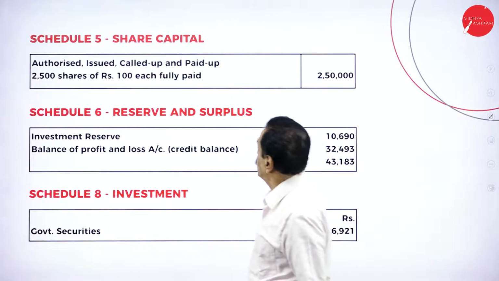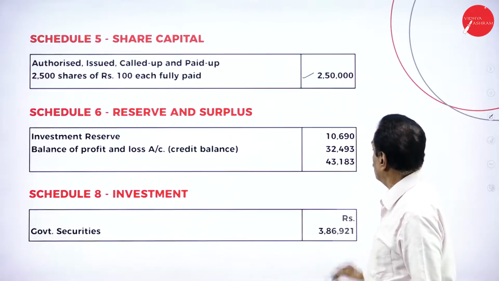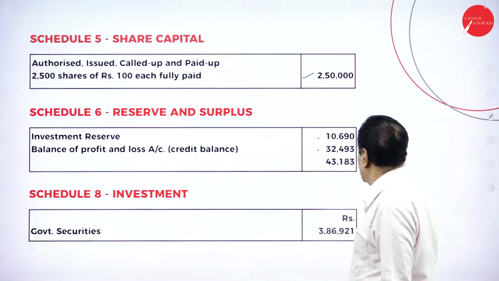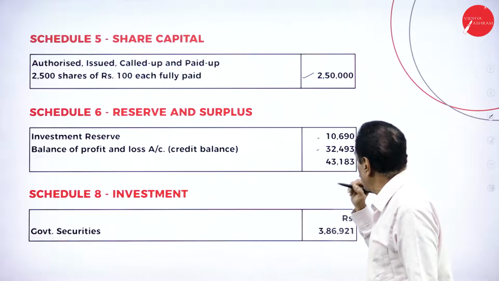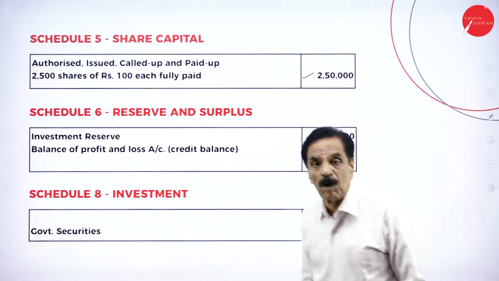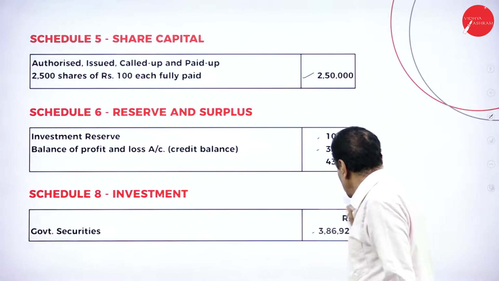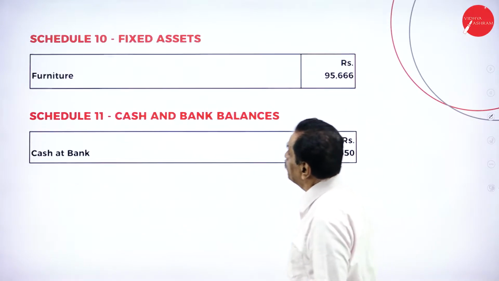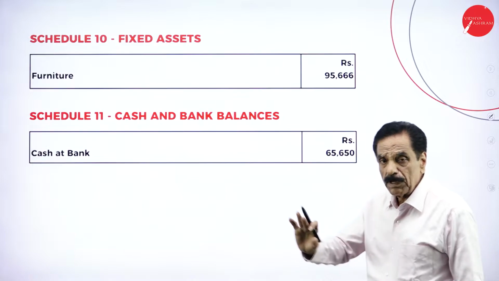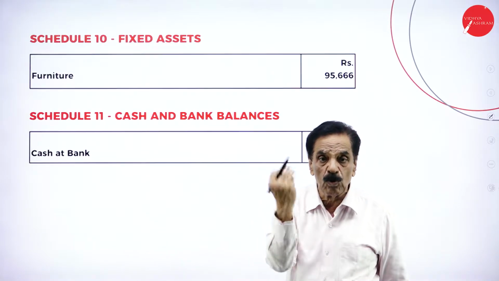You have to prepare the balance sheet. Share capital 2,50,000. Investment reserve 10,000. Profit and credit balance 32,869. Totally it becomes 43,183. Then schedule number 7 is borrowing. There is no borrowing. Schedule number 8, government security 3,86,921. Schedule number 9, loans. Loan means secured loan and unsecured loan. As per the trial balance, there is no loan at all.